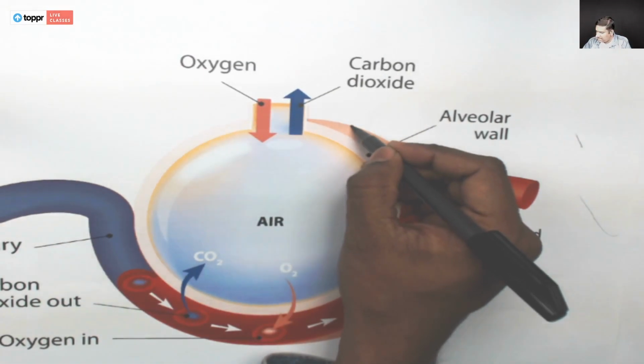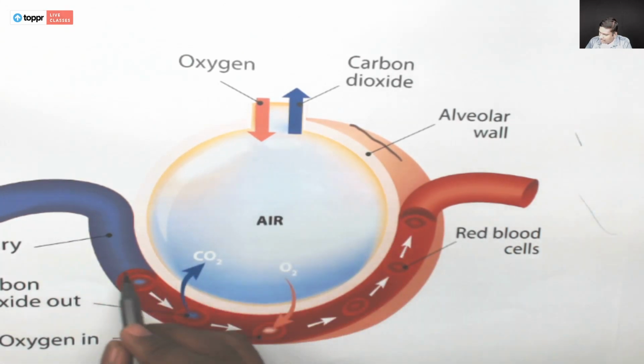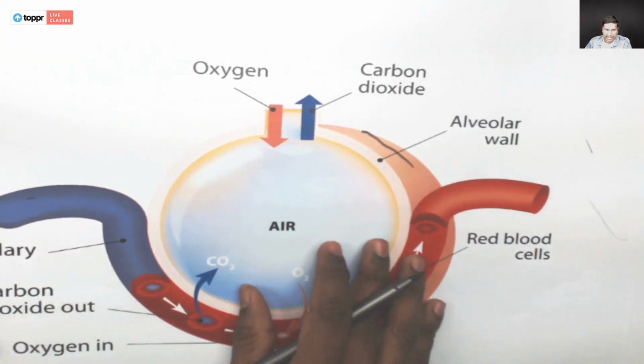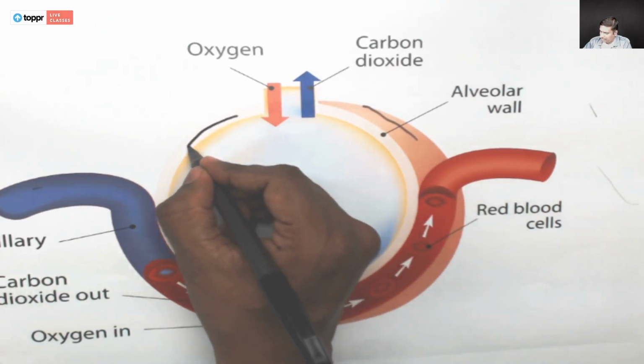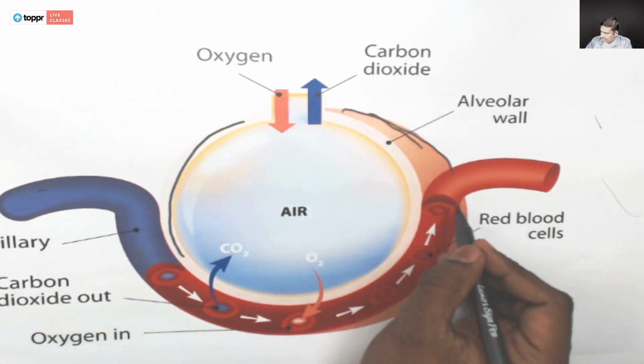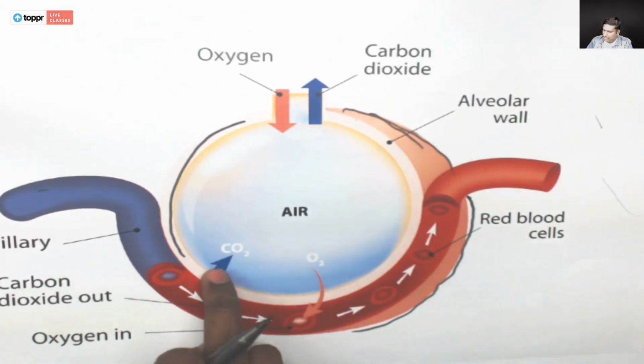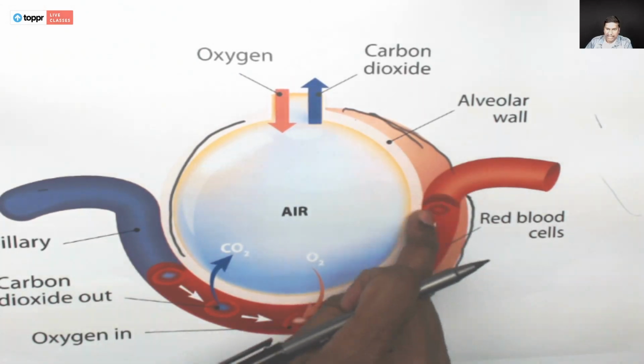Let's say this is one pocket, the entire thing. Each alveolus is supplied with a blood capillary. This is your alveolus, the outer layer, and here the blood capillary is coming in. The alveolus is being supplied with the blood capillary.